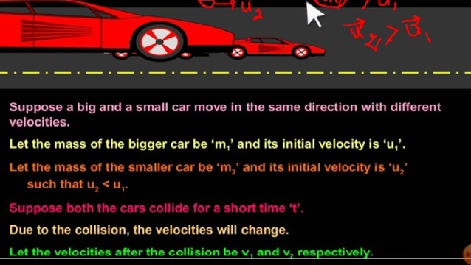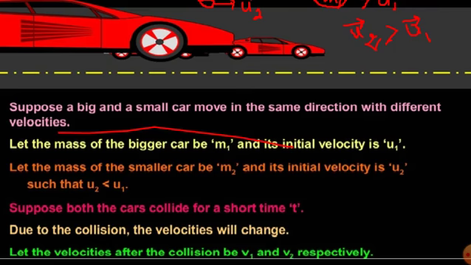When they hit each other for a short time, let's take it as small t, then during the collision the velocity will surely change. The initial velocity before collision was u1. Let the velocity after the collision be denoted by v1 for the bigger mass, and for the lighter mass let's denote it by v2. It is given here also. Got it? Somewhere here, right?